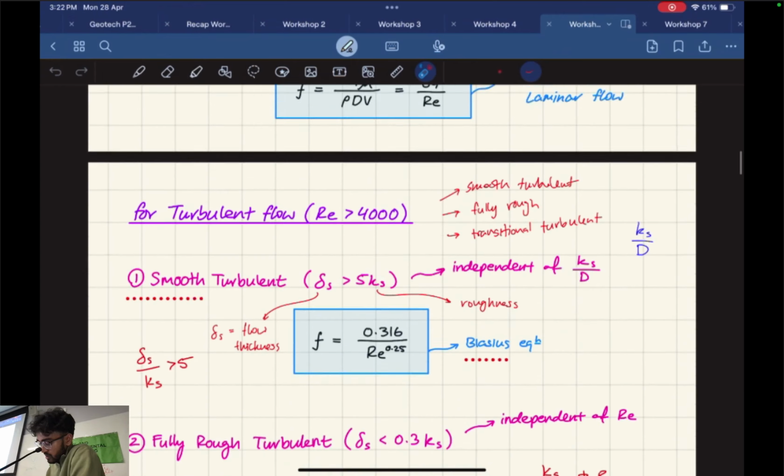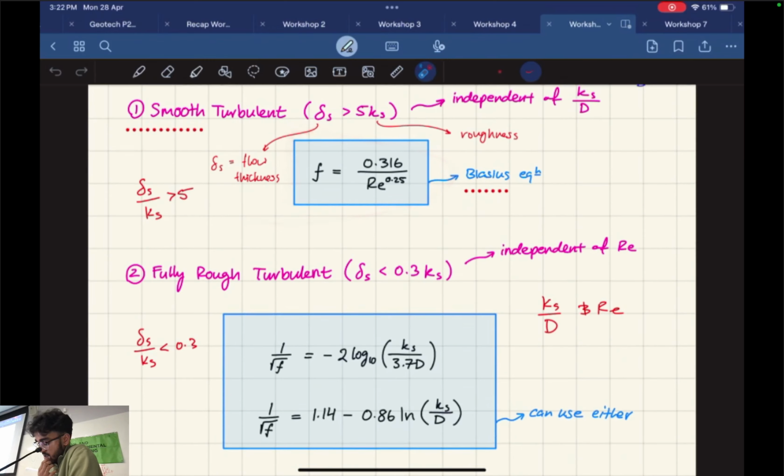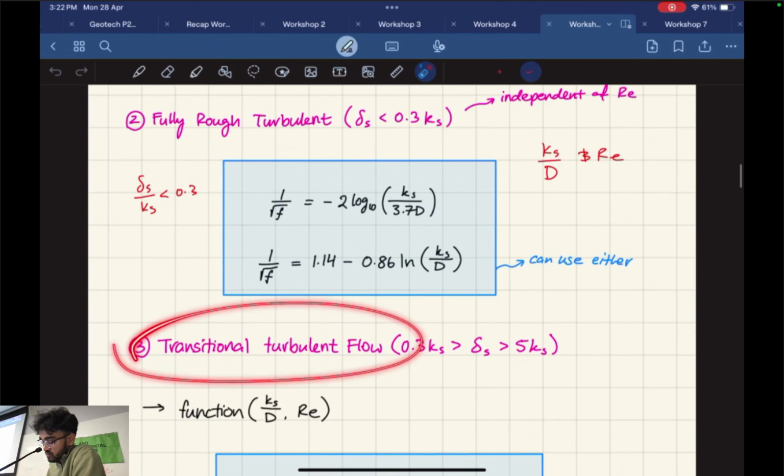For smooth turbulent flow, which is covered in boundary layers by the way, it's like your ratio of boundary layer thickness to roughness. When it comes to smooth turbulent, we can just assume there's no pipe roughness at all, so in the question we won't give you pipe roughness. In most cases, if they give you pipe roughness, it will be fully turbulent, fully rough. This is a pretty simple equation. Fully rough turbulent is a bit of a harder equation, so I recommend you use the Moody diagram for fully rough. The other one is transitional.